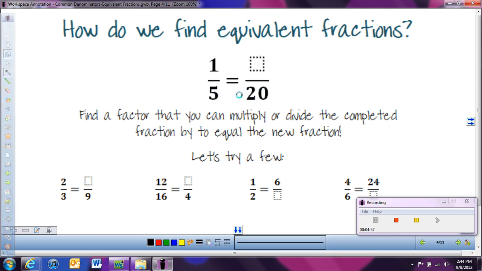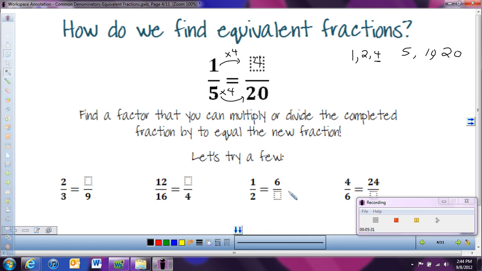So for example, in this one, we're going, how many times does 5 go into 20? Or we can list the factors of 20, which would be 1 and 20, 2 and 10, 4 goes with 5. Okay, well here we have 5, so 5 times what gives us 20? 5 times 4 will give us 20 over here. And we know that whatever we do to the bottom, we're going to be doing the same thing to the top. So 1 times 4 is 4. So 1/5 is the same as 4/20.